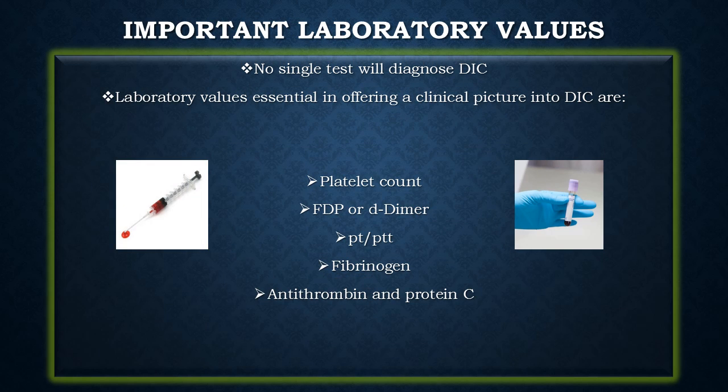Some important laboratory values that we would like to talk about are platelet count, FDP, or the fibrinogen degradation products, and the D-dimer, PT, PTT, fibrinogen, antithrombin, and protein C. We do this with the understanding that no single test will diagnose DIC. Laboratory values are essential in offering a clinical picture into DIC.